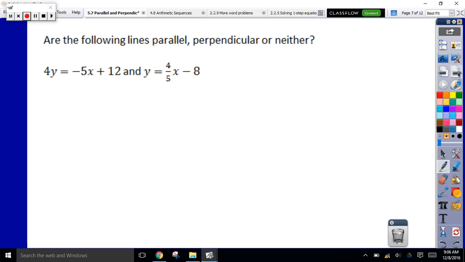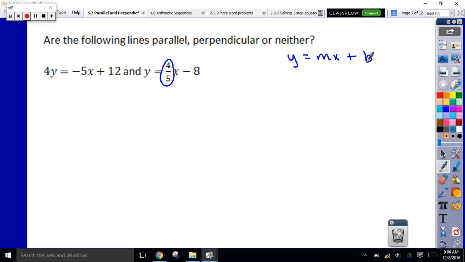The second one. The second one is in slope-intercept form. So the slope is always what's in front of x. And just a reminder, slope-intercept form is y equals mx plus b. Point slope and slope-intercept are the two forms where we can see the slope really easily.